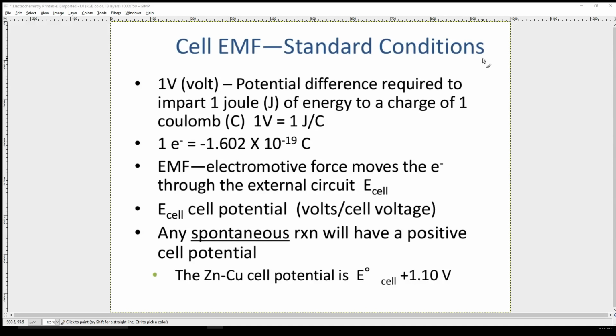Welcome to your third electrochemistry video. Today we're going to talk about cell electromotive force. Sounds pretty fancy.